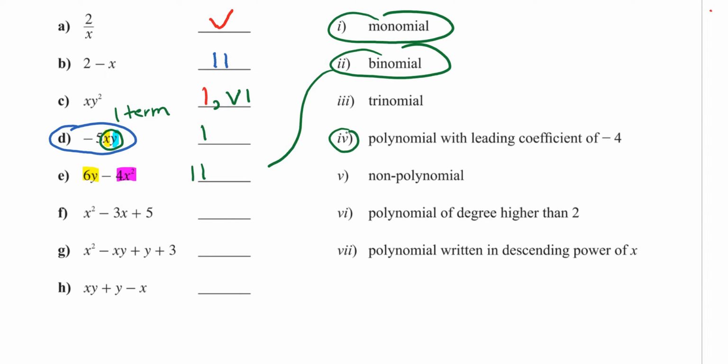It's a polynomial with leading coefficient of negative 4. The reason why is that if I rearrange this, I can rewrite this as negative 4x squared plus 6y, so the leading coefficient here is negative 4. So this is actually option number 4 as well. And because there's a 2 here, and 2 is higher than the power 1 here, we always want to arrange the polynomials with the highest power first, so that's why the negative 4x squared would come first, and the leading coefficient on that is negative 4.